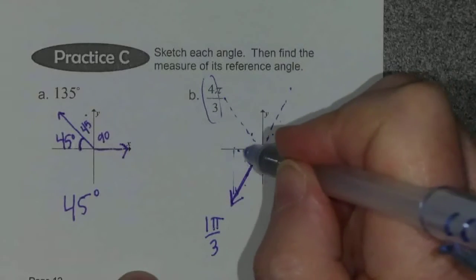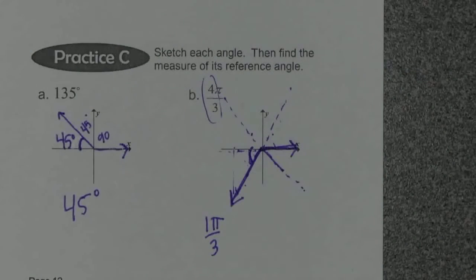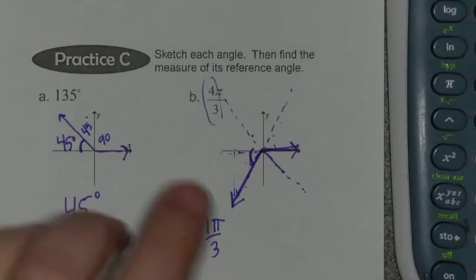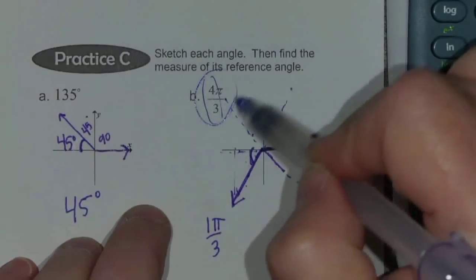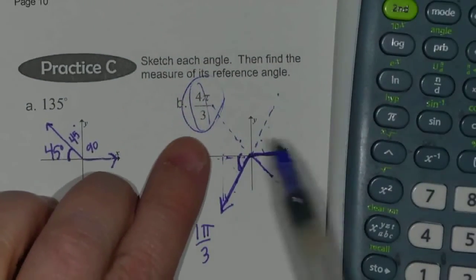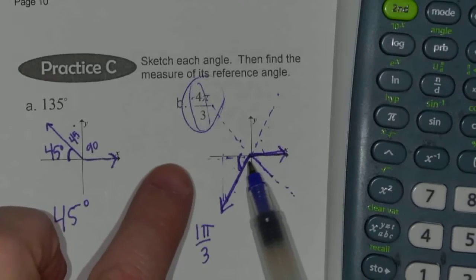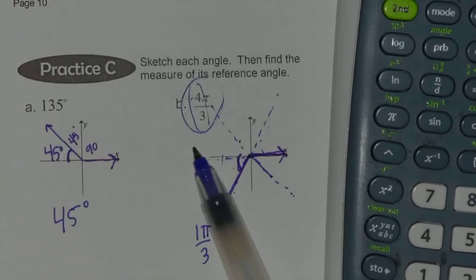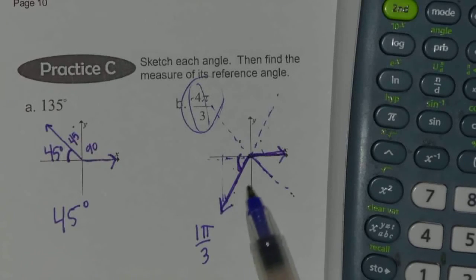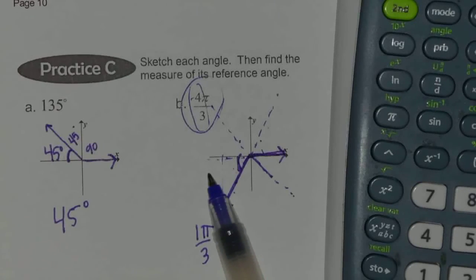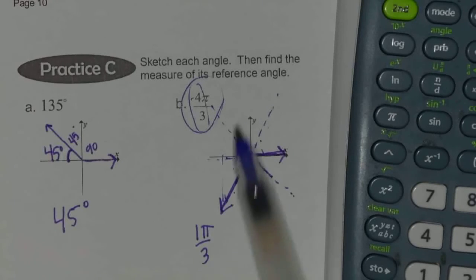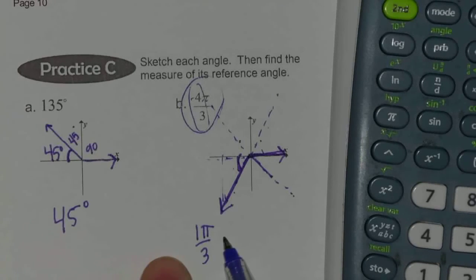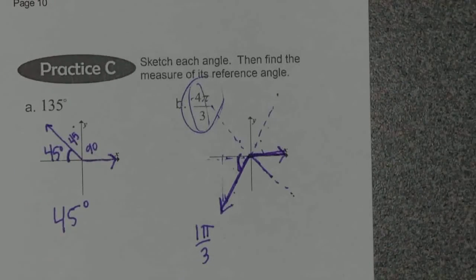Sometimes it's better to make sure that you show those as dotted lines so you can see that you broke it up into equal pieces. But the reference angle is 1 pi over 3. Does anybody know how I could have got that just using my calculator? I could have done 4 pi over 3, and I could have subtracted off this pi right here, right? Because the closest x-axis is pi. So 4/3 pi minus pi gives you 1/3 pi. You could have just done it on your calculator.